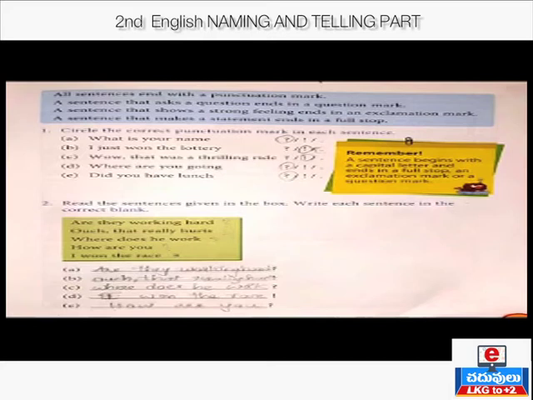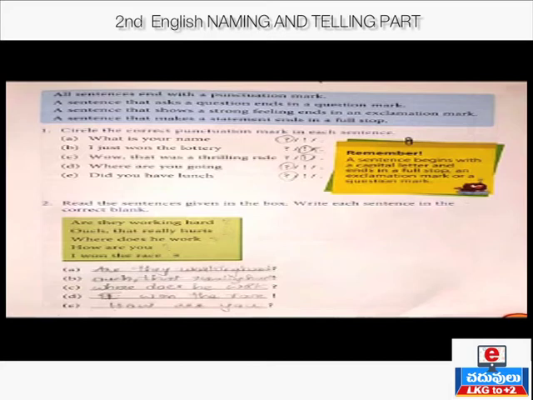Okay. Now we will see here in detail. A sentence that asks a question ends in a question mark. A sentence that shows a strong feeling ends with an exclamation mark. A sentence that makes a statement ends in a full stop. Okay. Next, circle the correct punctuation mark in each sentence.